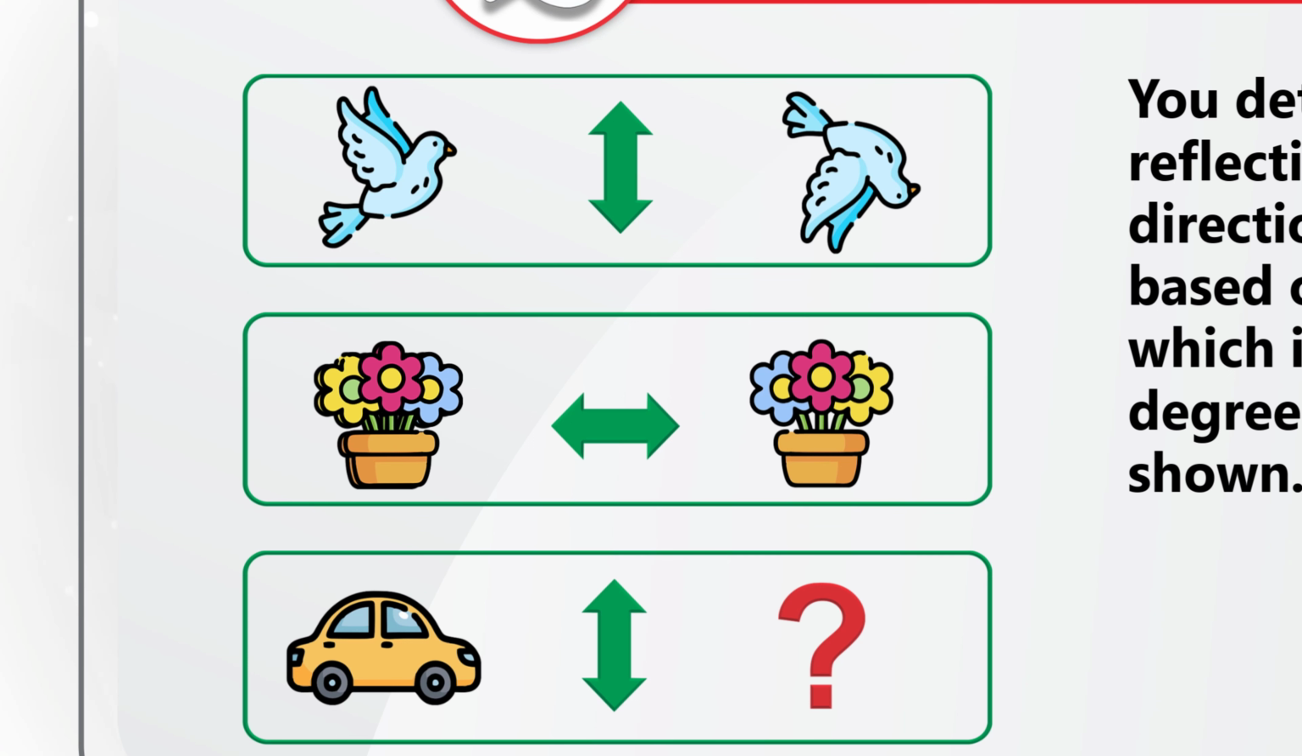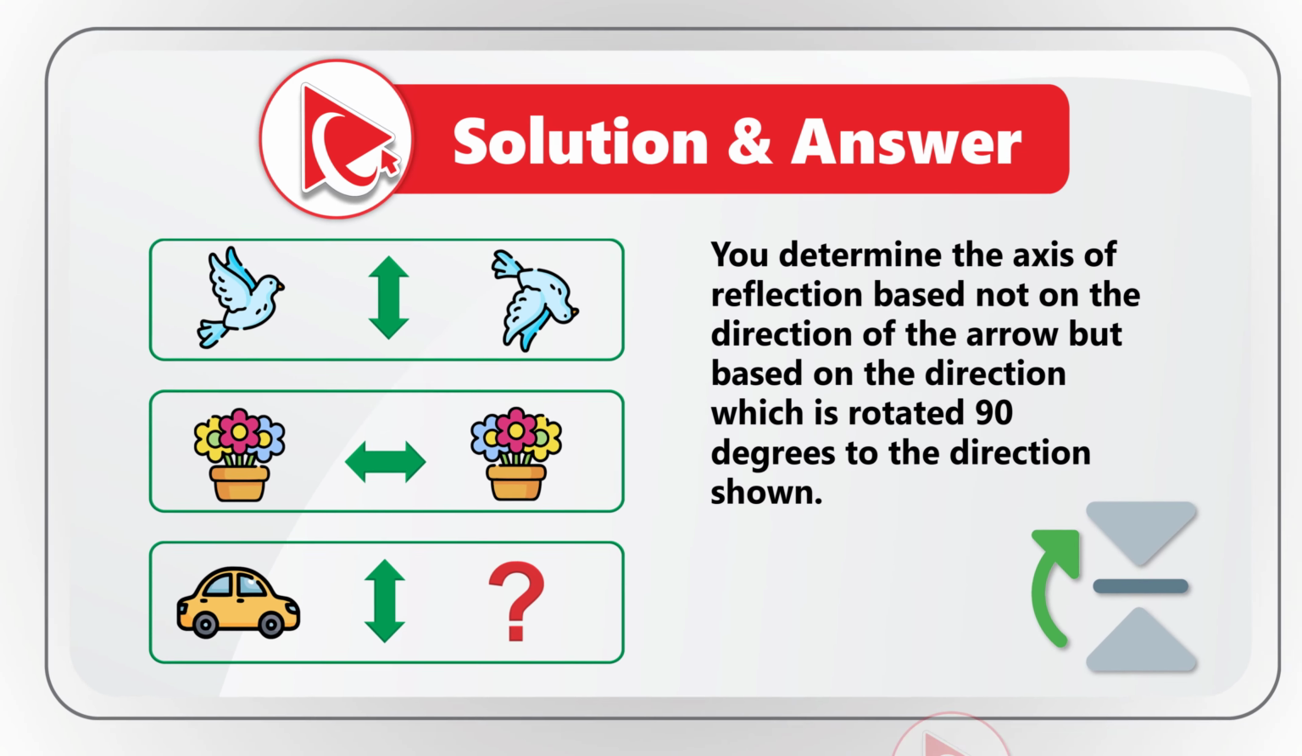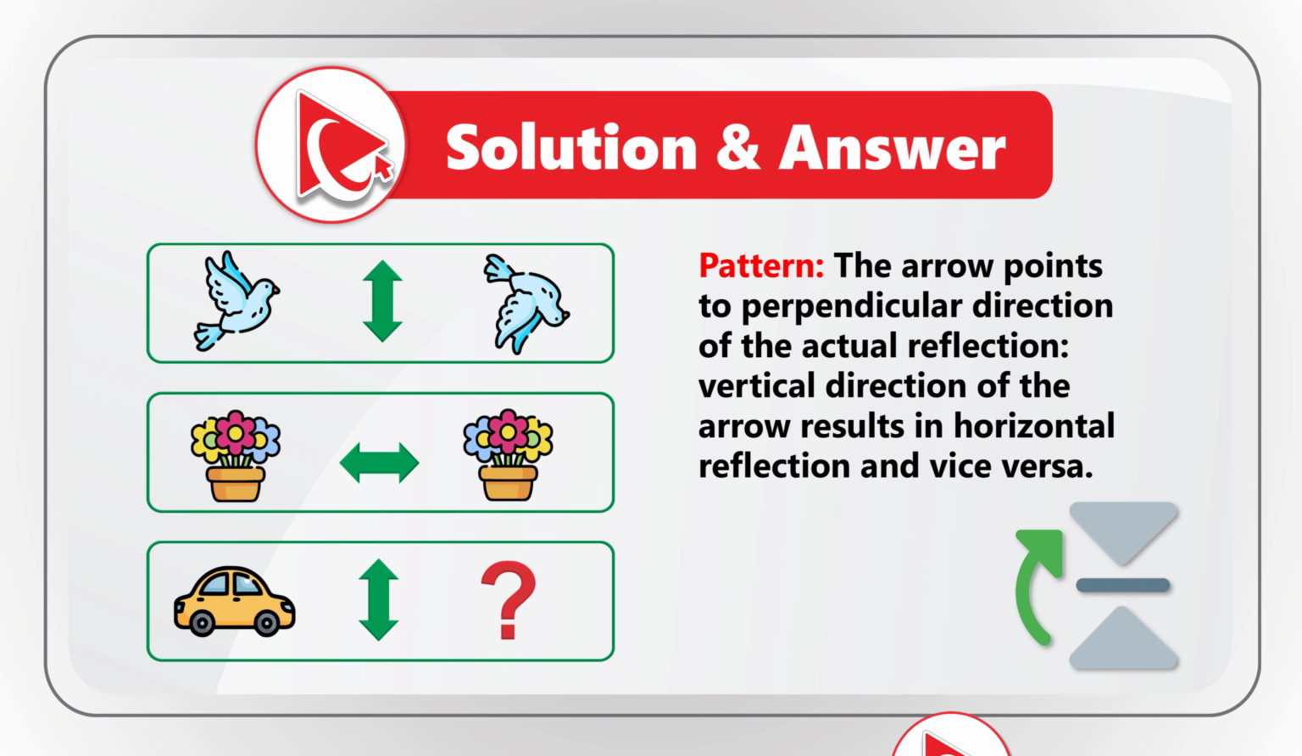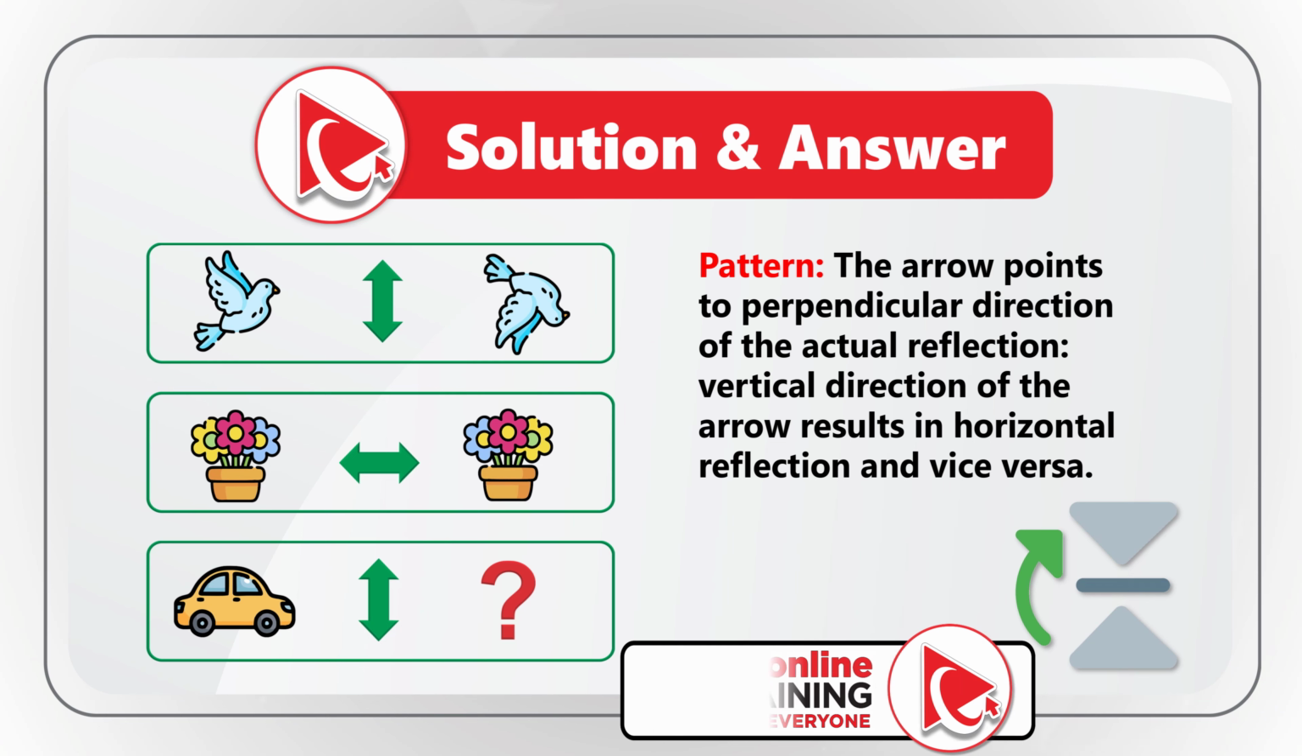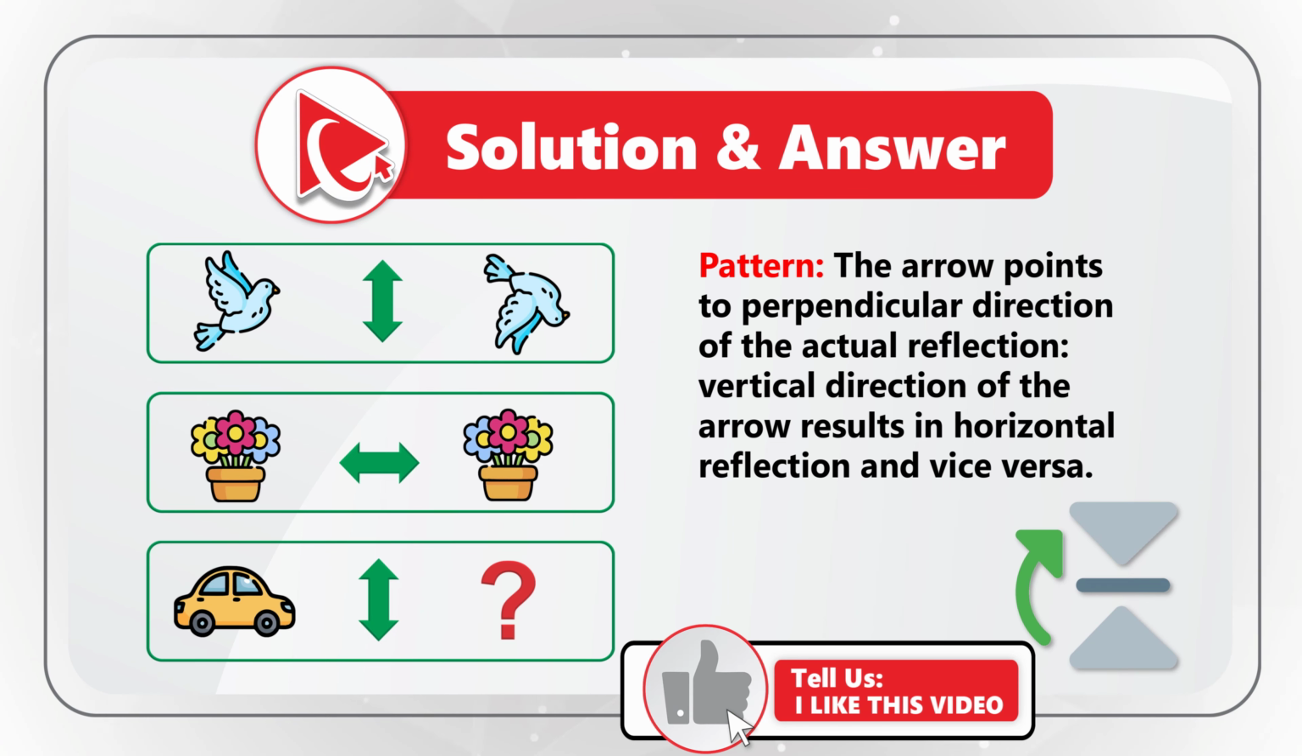And once we do the conversion, basically vertical reflection, because the arrow goes from left to right, we see that the yellow flower is now on the right. So the pattern here is that the arrow points to perpendicular direction of the actual reflection. For example, vertical direction of the arrow results in horizontal reflection and vice versa.